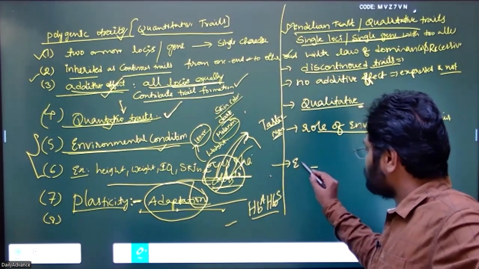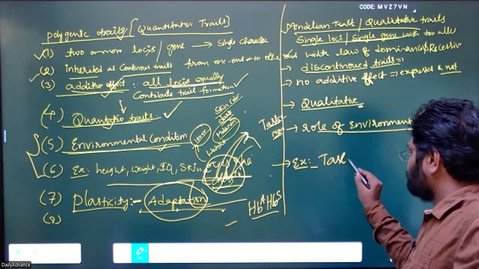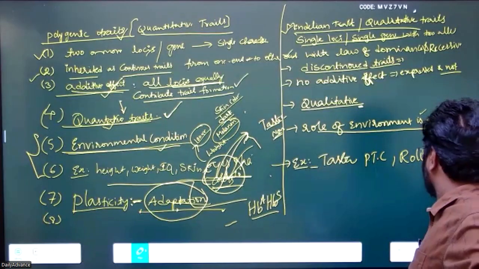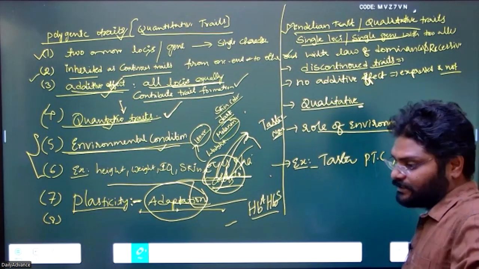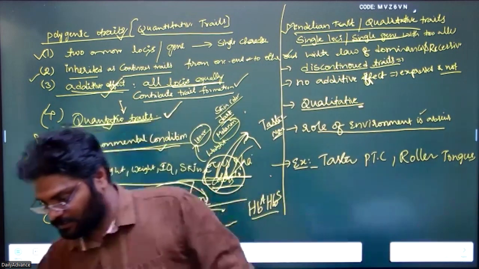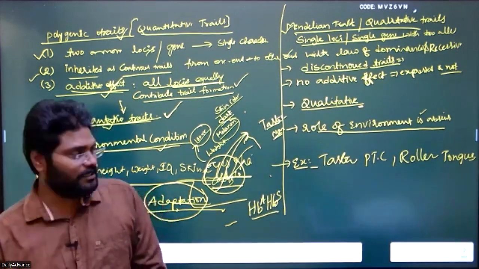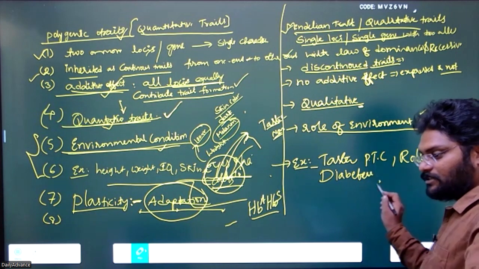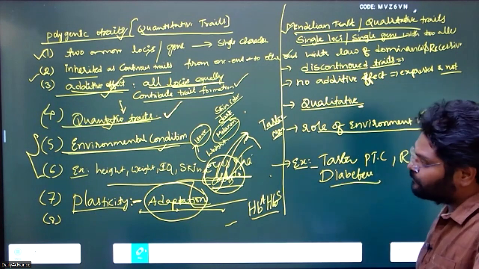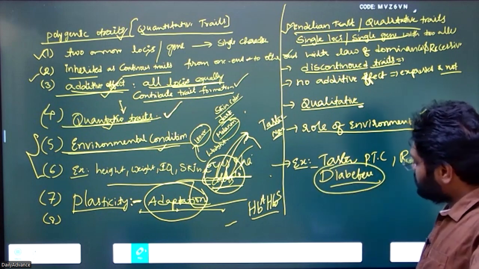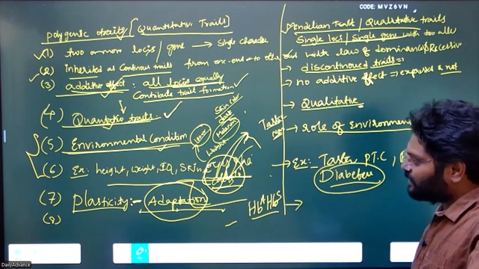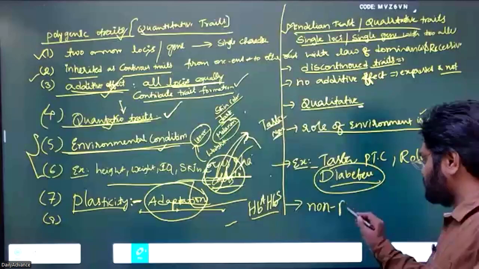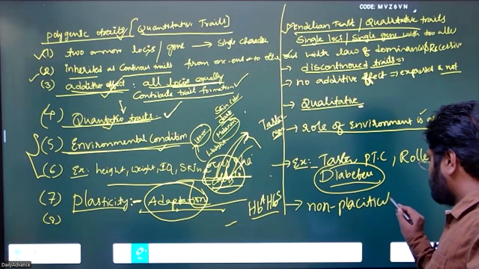So examples we can quote are taster of PTC substance, roller of tongue, hairy ears. There are so many. Diabetes. There are so many examples we can give as Mendelian traits. Diabetes, can it be impacted by the environment? We cannot observe any plasticity. No plasticity. Non-plasticity genes.